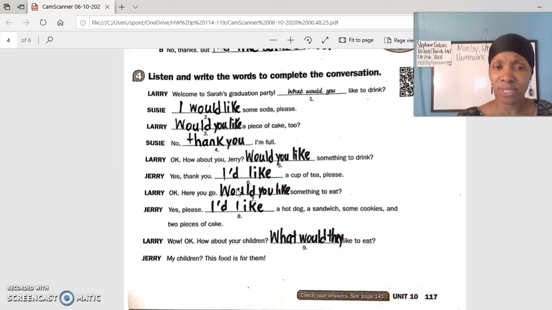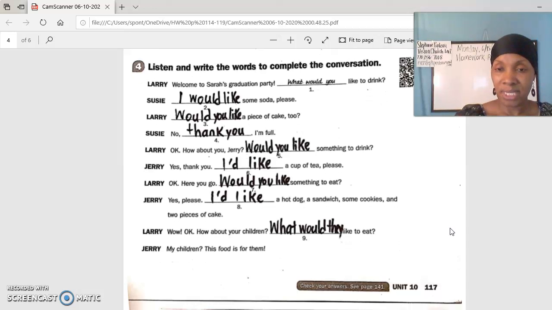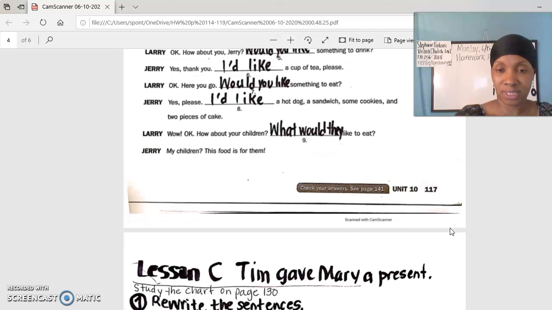Oh my goodness, Jerry is greedy, isn't he? Or is he? Let's keep reading. Wow, okay. How about your children? What would they like to eat? My children, this food is for them. Okay, so we thought Jerry was being greedy, but he wasn't. I mean, he's getting all that food for his children.